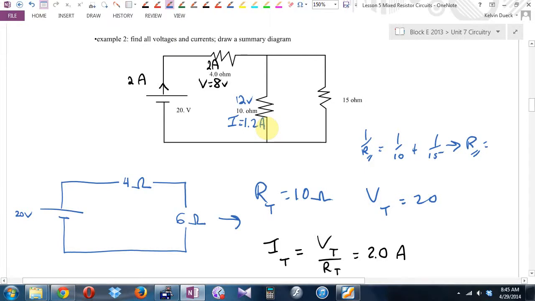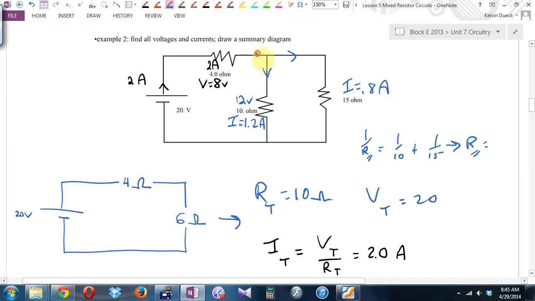What was total current? 2. So if 1.2 amps went this way, how many amps went this way? Do I know 2 things? I know 3. Wait, you know what, though? I don't need to go I times R to tell you the voltage.